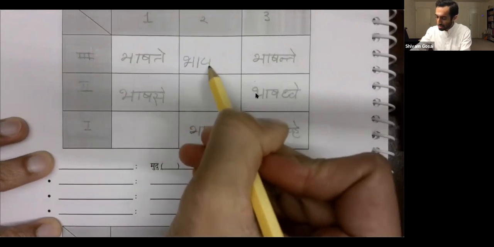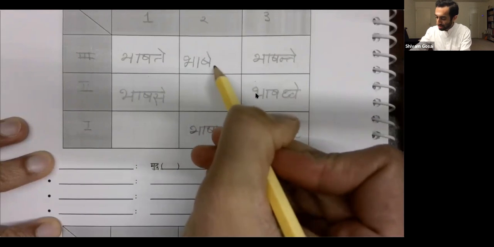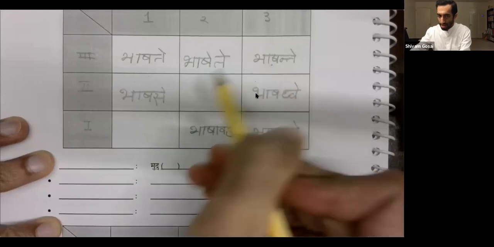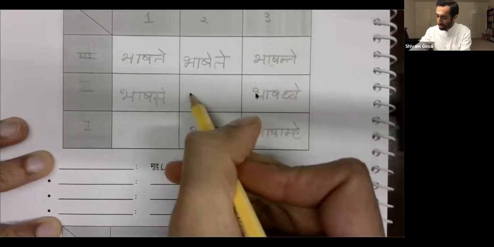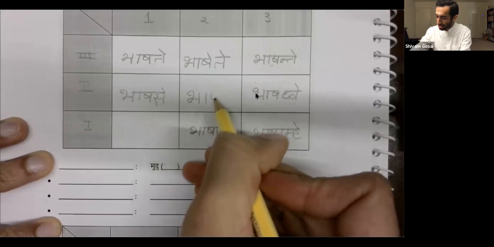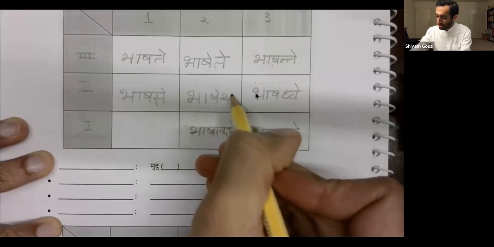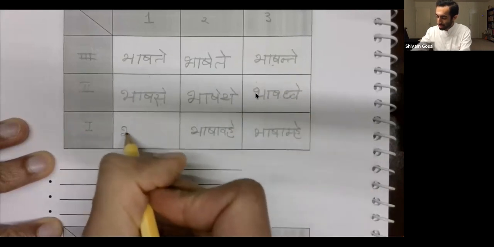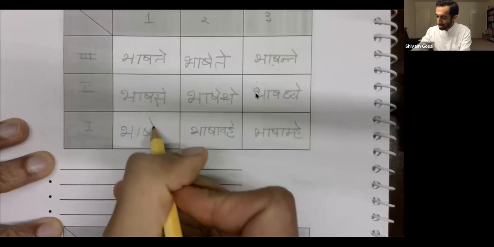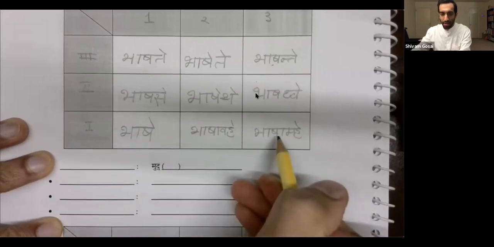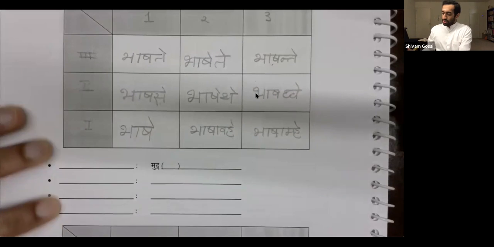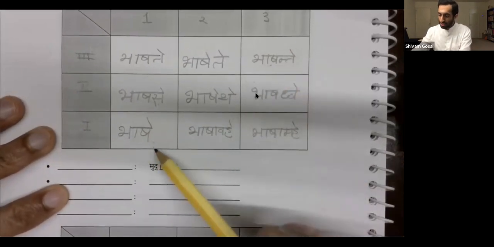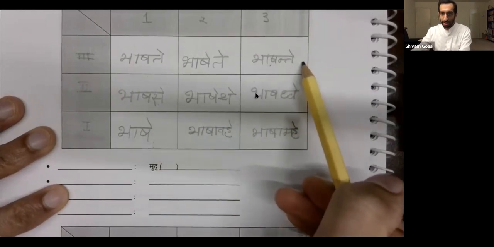Bashate, Bashete, Bashante, Bashase, Bashete, Bashadve, Bashe, Bashavahe, Bashamahe. So the rule for this one, this Pararupa Sandhi, is the same rule for this one up here.